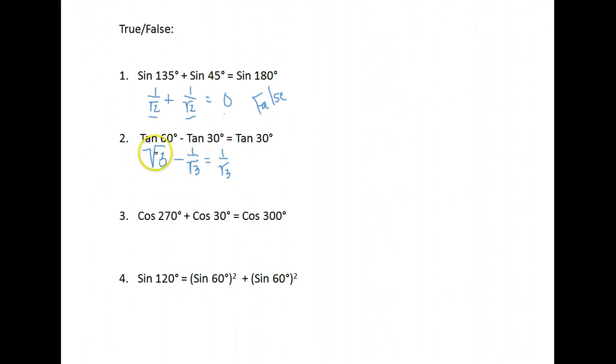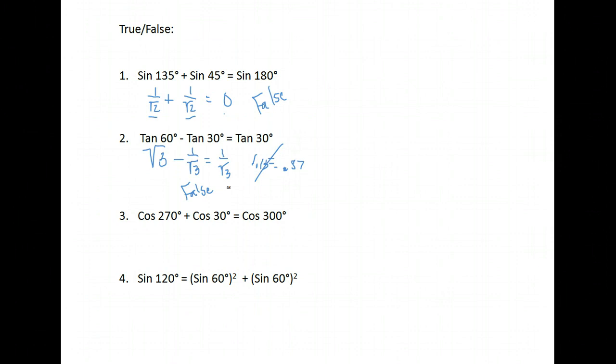But what you end up getting is false. Those two amounts are not equal. So one option you would have is just put that in your calculator. Do the square root of 3 minus 1 over the square root of 3, and you get about 1.15. Does that equal 1 divided by the square root of 3, which is about 0.57?